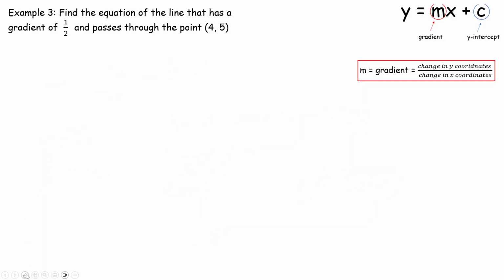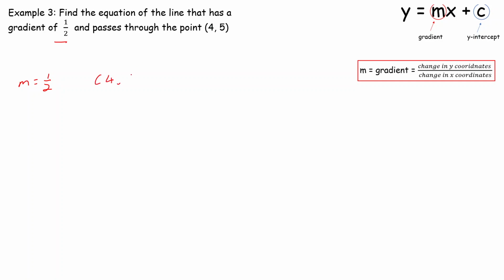Okay, example 3, before we get on to the 2 questions you can try yourself, is in a slightly different format, but nothing that we can't handle. It's just making sure we can interpret what the question is saying. Find the equation of the line that has a gradient of a half. So it tells us that the gradient, m, is equal to a half, so we can write down straight away that m is equal to 1 over 2. They've calculated it for us already, and the line passes through the point (4, 5).